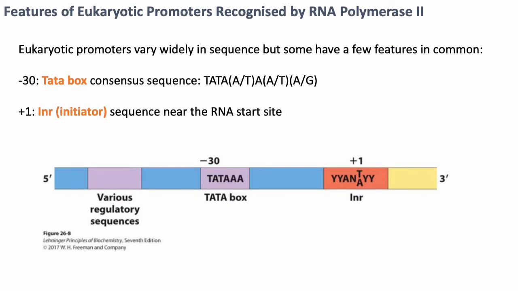Some of the features of eukaryotic promoters are recognized by the RNA polymerase 2. Eukaryotic promoters vary widely in sequence, but some have a few features in common. Remember, at the -30 position, we have the TATA box, known as TATAA. It normally has a consensus sequence of TATA, but the 5th position could be either an A or a T, and then you have a consensus of an A, and then it can be either an A or a T, or an A and a G. We also have an initiator at the +1 position, a sequence very close to the RNA start site.